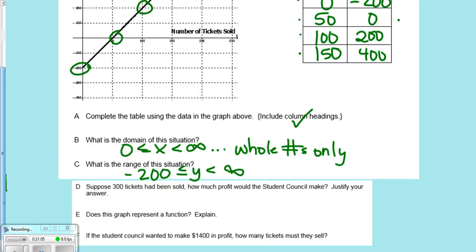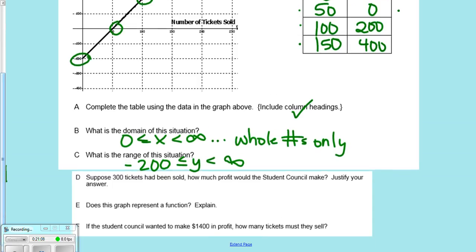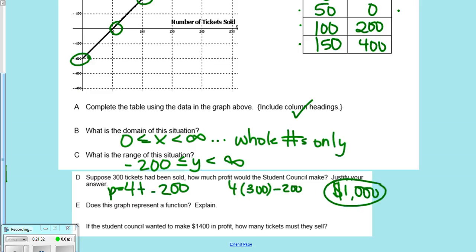So now D, it says, suppose 300 tickets had been sold, how much profit would they make? So let's use our equation, right? We said the equation was 4T minus 200, and that equaled our profit. So if they sold 300 tickets, that means I'm going to do 4 times 300 minus 200. So that's 1,200 minus 200 is $1,000. Okay, you could also look at the graph and just see kind of approximately where it's going to be.